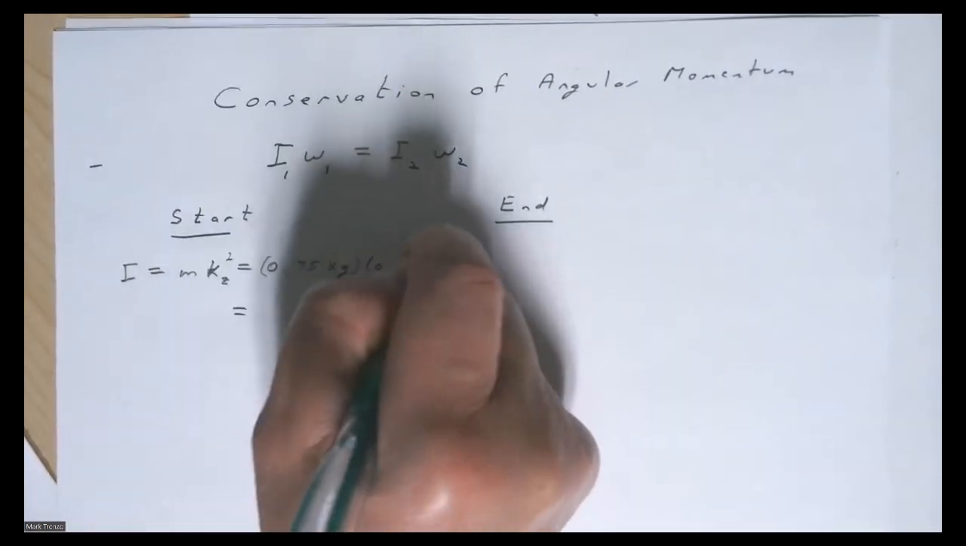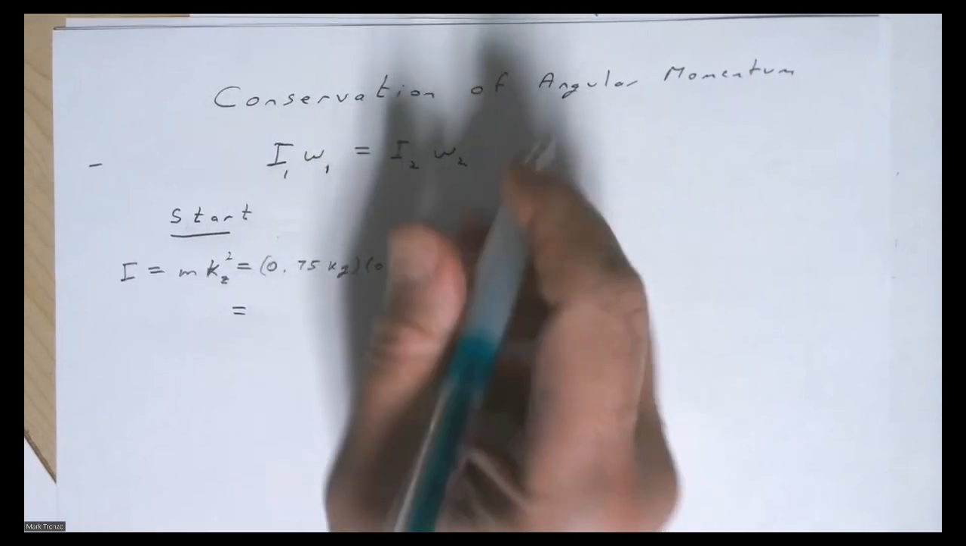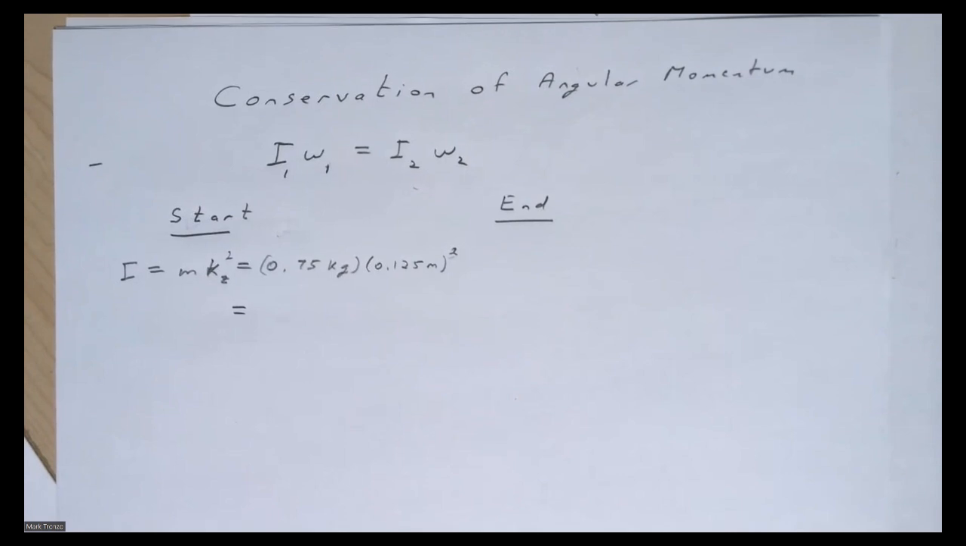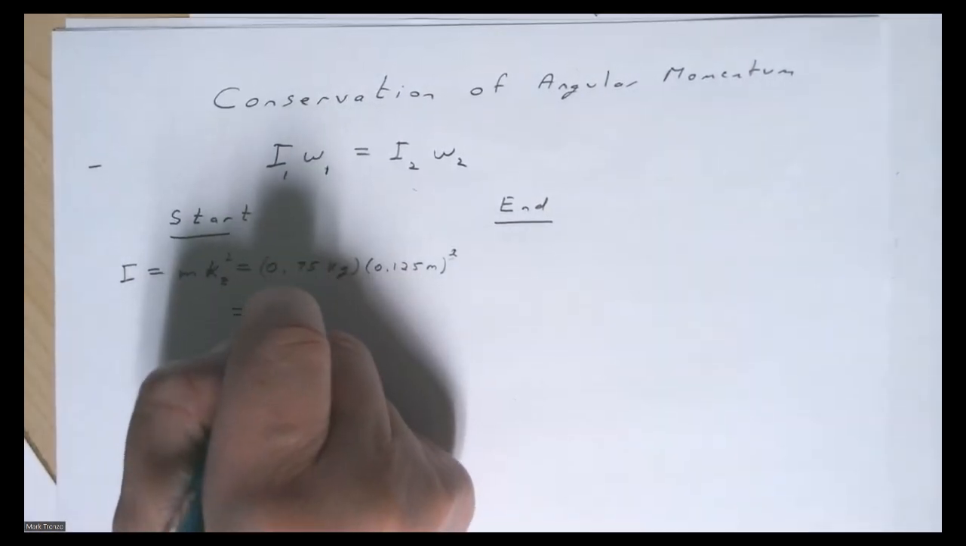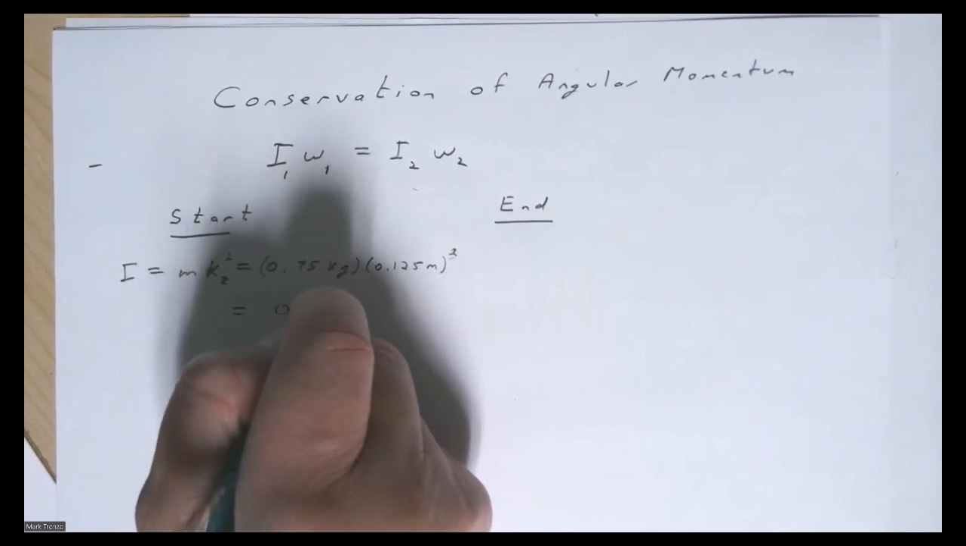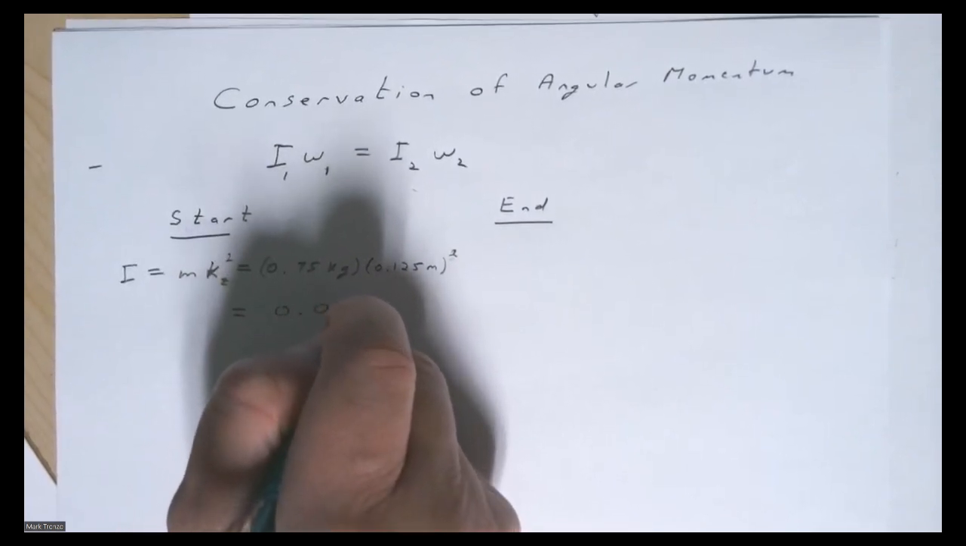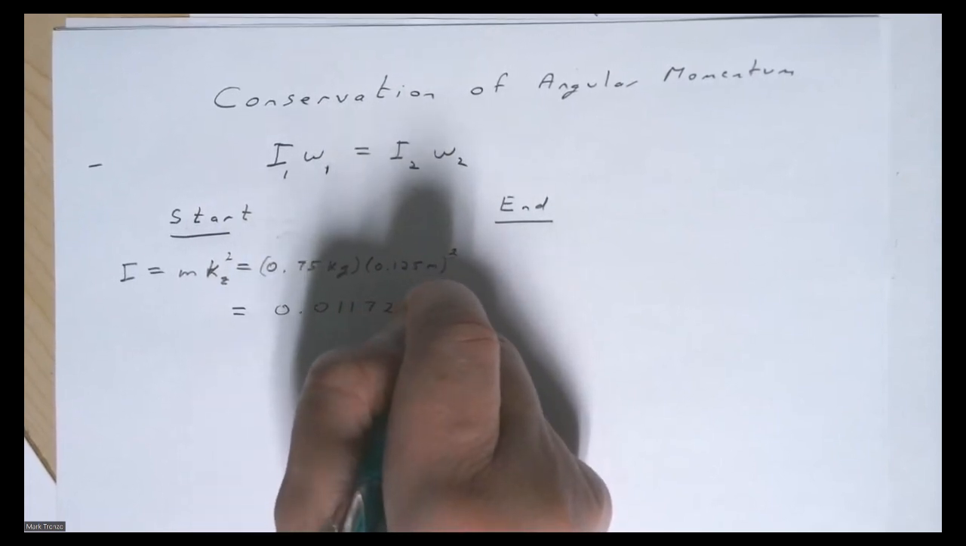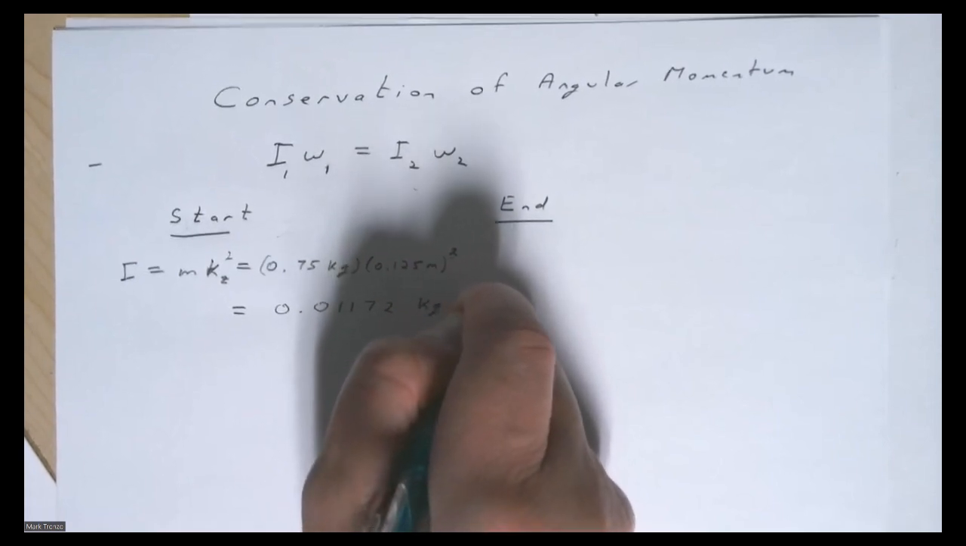And of course, these are squared here. And when you calculate this, this is 0.125 squared times 0.75. You get 0.01172 kilogram meters squared.